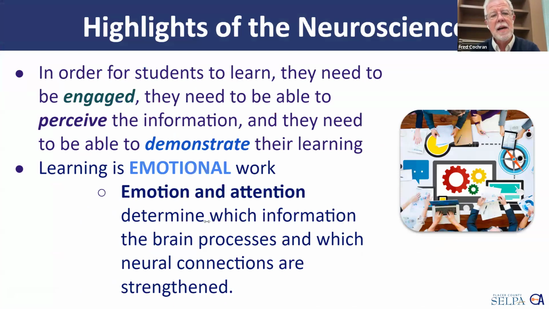And then some of those highlights of neuroscience. So in order for students to learn, they need to be engaged. I think we all can testify to that. They need to be able to perceive the information, and they need to be able to demonstrate their learning. And that can look different, right, in different ways. So learning is emotional work. Emotional intention determines which information the brain processes and which neural connections are strengthened.